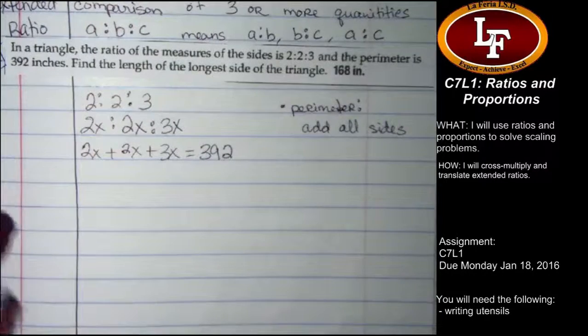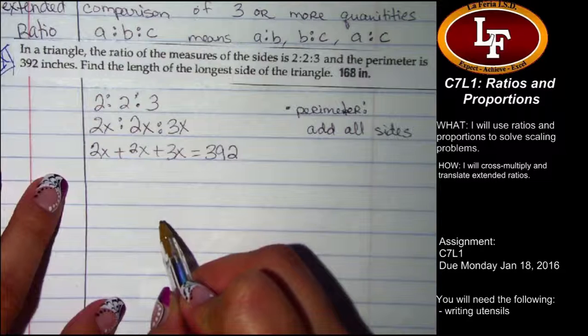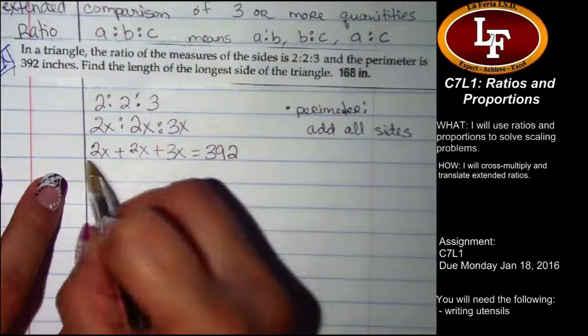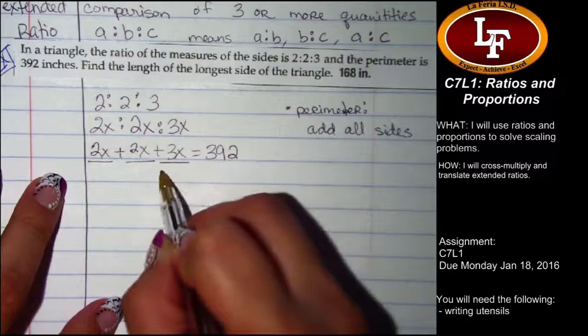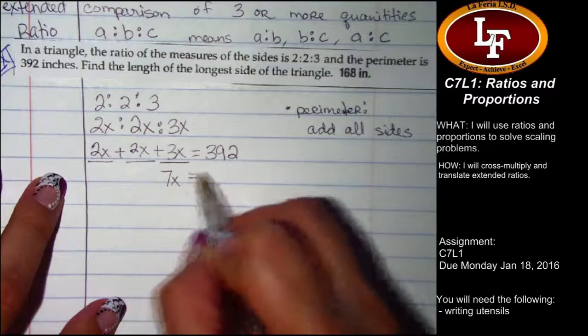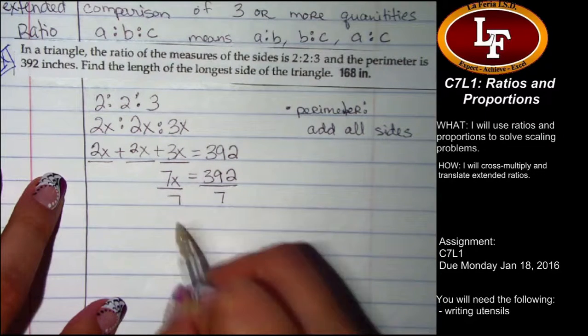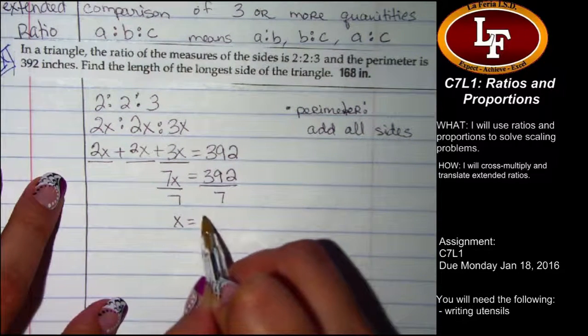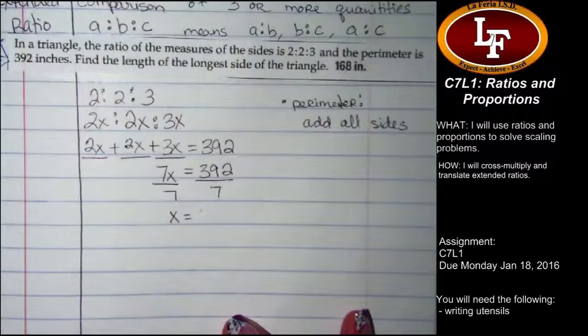All right, I've got my equation. What do I do? Add them all. 2x plus 2x's 4 plus 3x's, 7x. Lovely. Now what? Divide by 7 to get x alone. Beautiful. I love that full explanation. Thank you. All right, use your pocket calculators. Ignore the Twitter update. And tell me what 392 divided by 7 is.